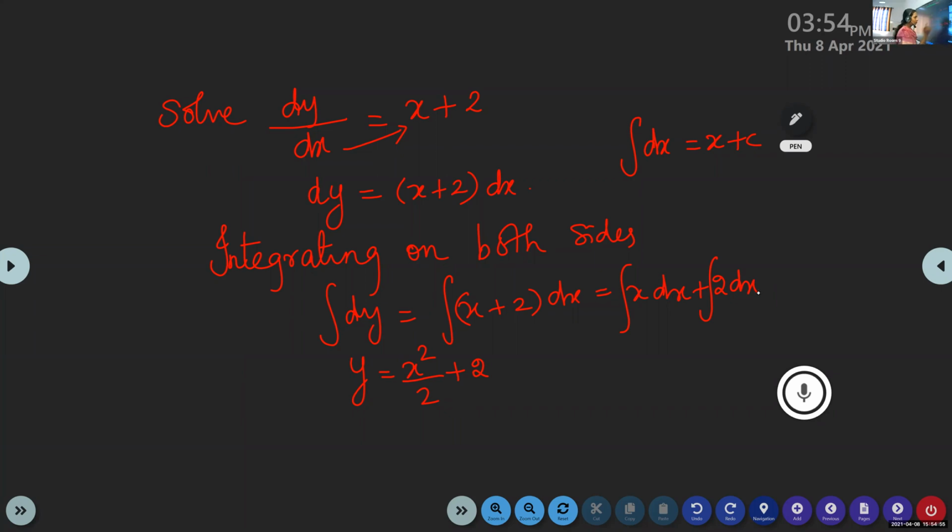What is the integral of 2 dx? 2x. The integral of dx is x plus c. After integration, we add the constant of integration.